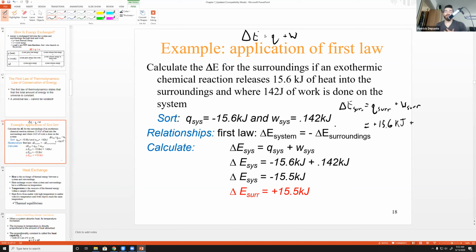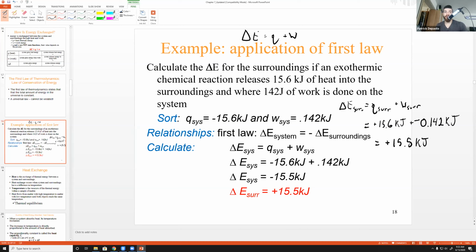In the perspective of the surroundings, again, 142 joules of work is done on the system. So if it's done on the system, that means it's being taken away from the surroundings. So it will be minus 0.142 kilojoules, because we need to convert all to the same unit. And then this answer will be positive 15.5 kilojoules. And this is the change in energy of the surroundings.